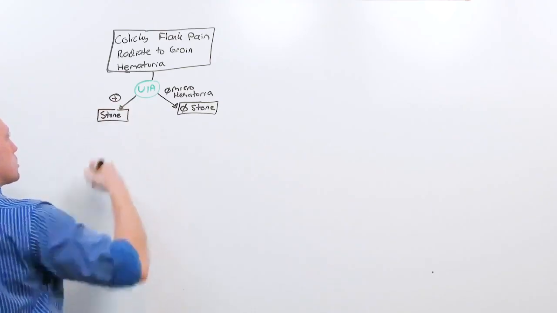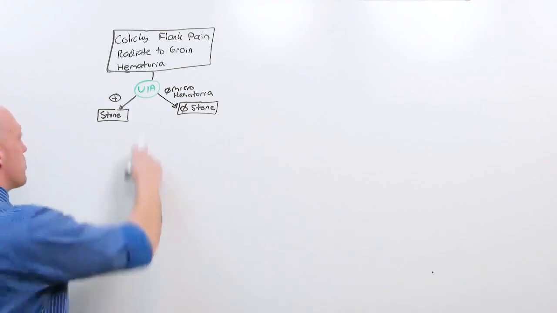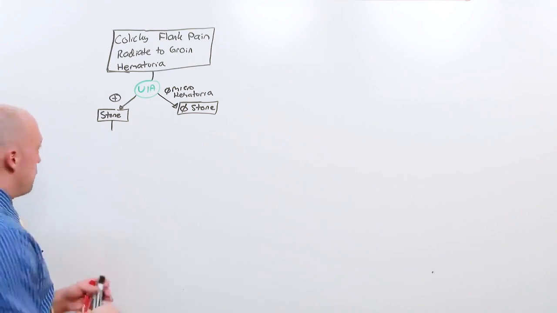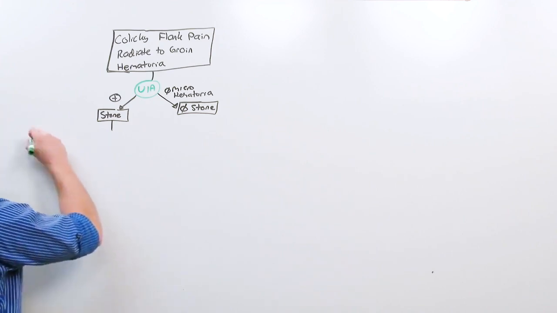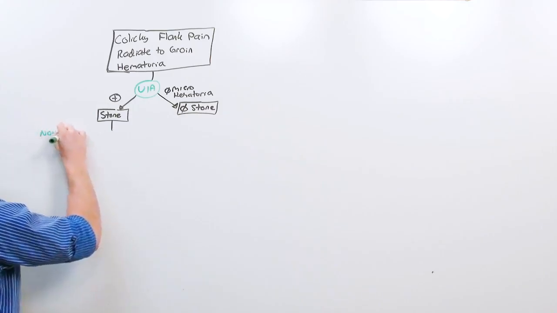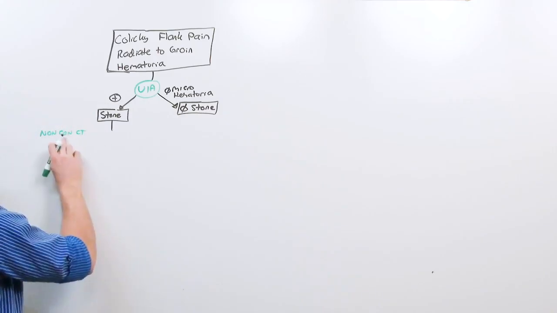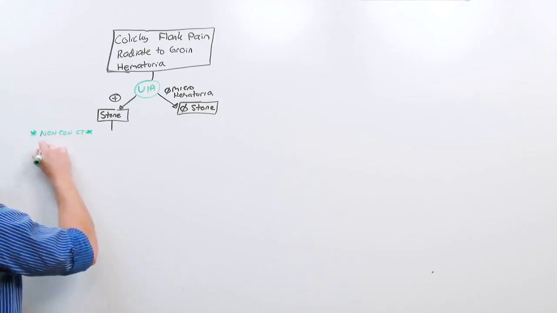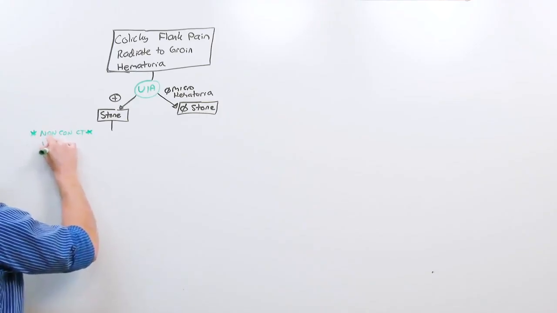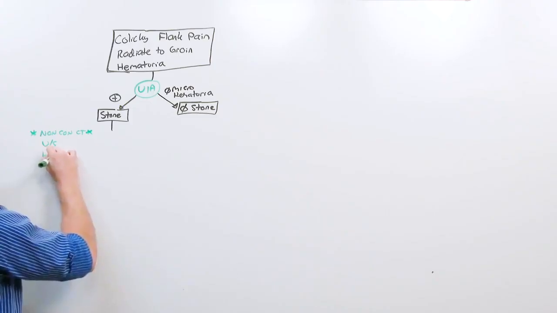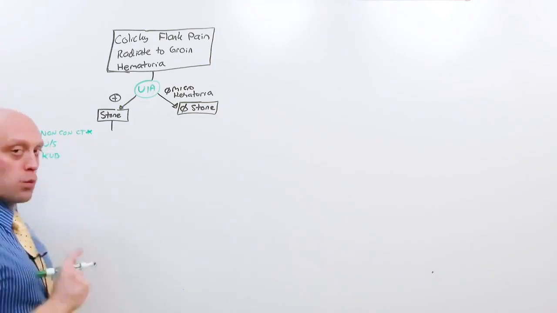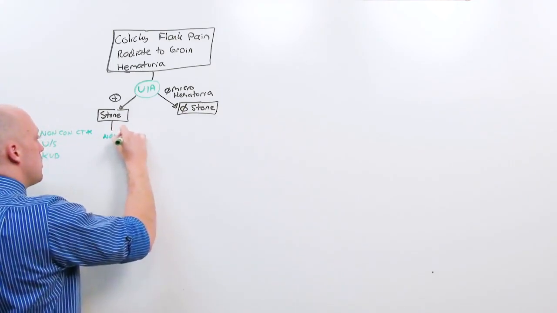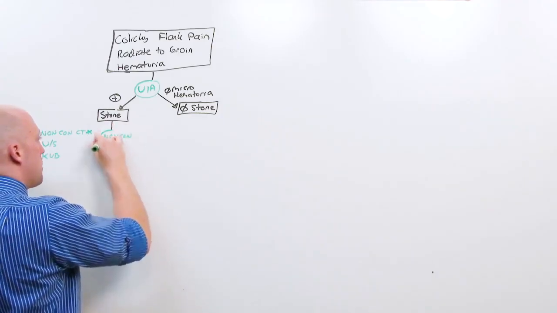You've identified the person with the colicky flank pains radiating to the groin. They have microscopic hematuria. The next step is actually a conundrum. I'll write them off to the side. What are your options? A non-con CT scan of the abdomen is by far the best test. For all comers, pick that one. But you'll also see options for ultrasound and KUB. If you have to pick one test, remember, the non-con CT is the gold standard.